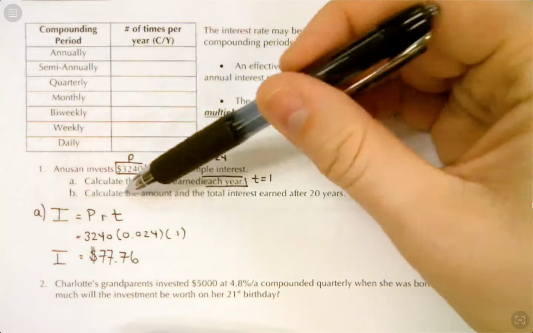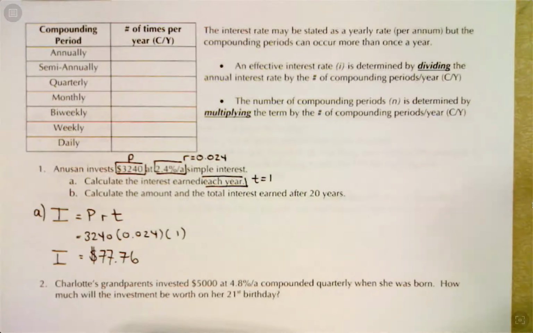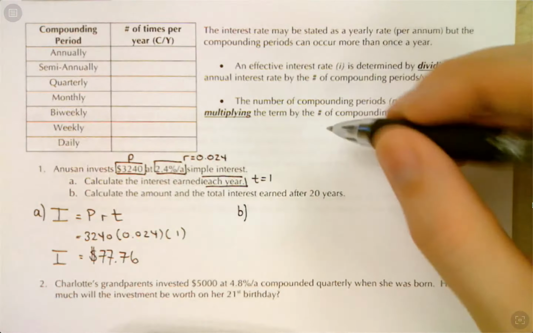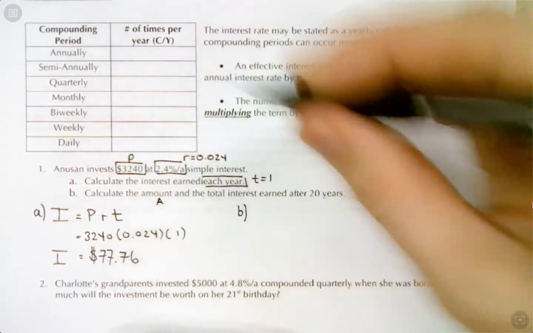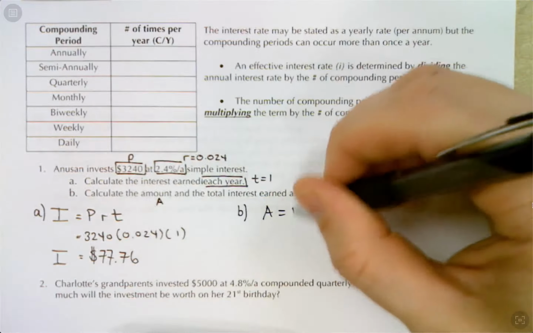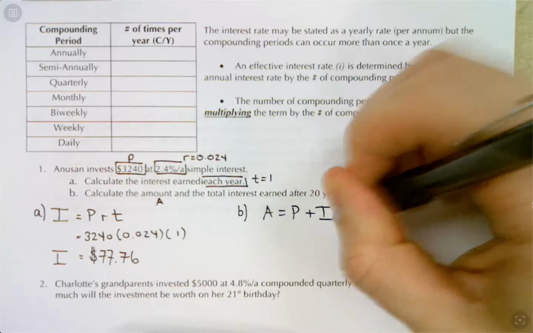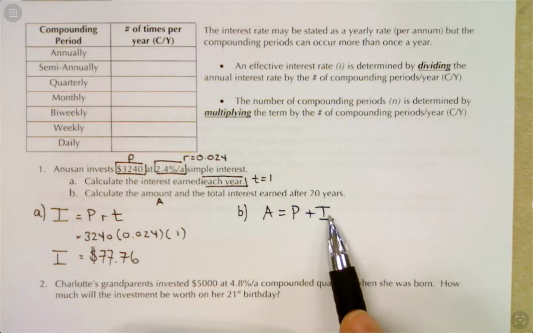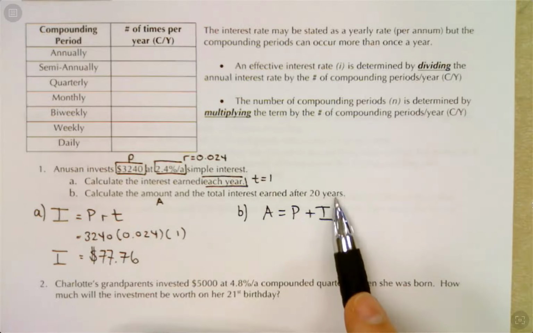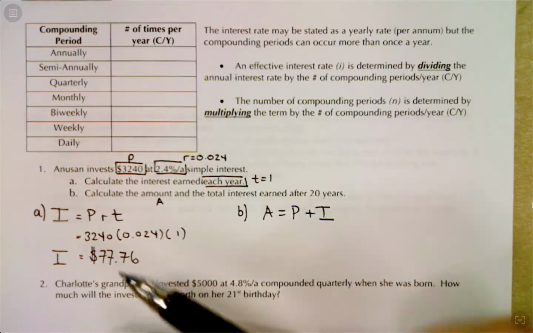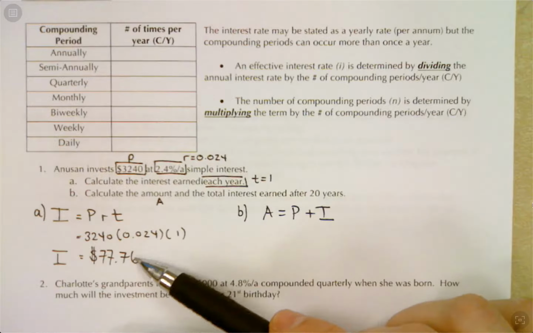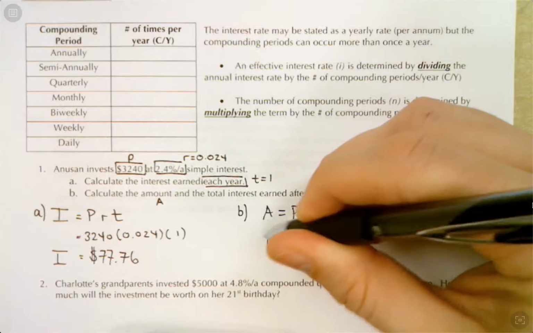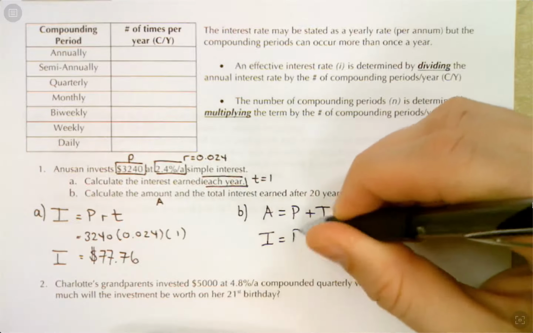B says calculate the amount and the total interest he earns after 20 years. Well, amount is A. The A equation is A equals P plus I. P is the principal, we know that. I is the interest earned in 20 years. We do not know that. If he earns that much every year, though, it's just that number times 20. So we can find it. How do we find it? We can use the I equation. I equals PRT.